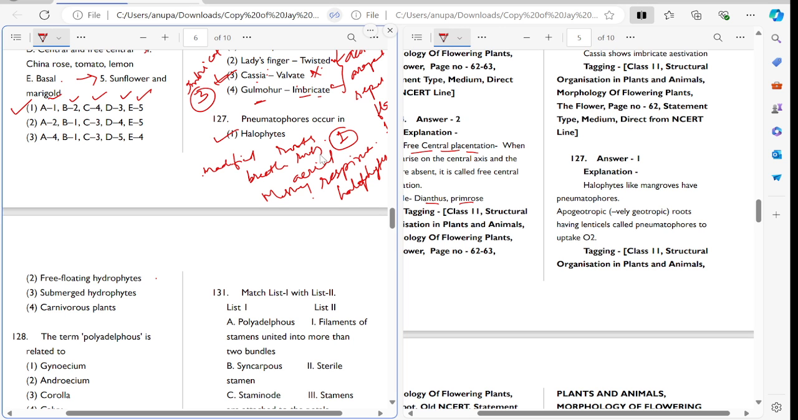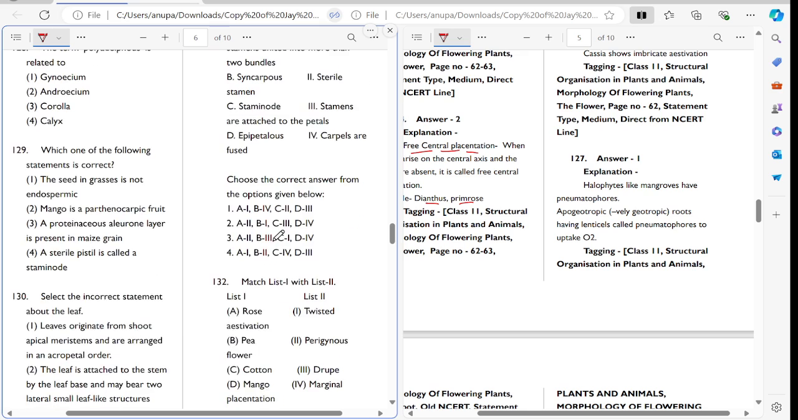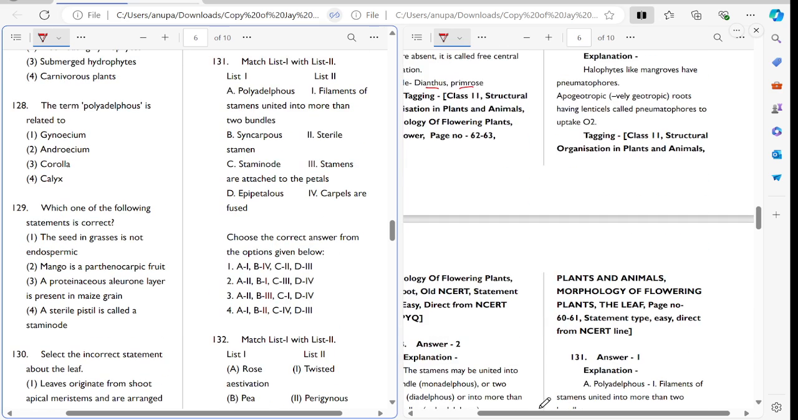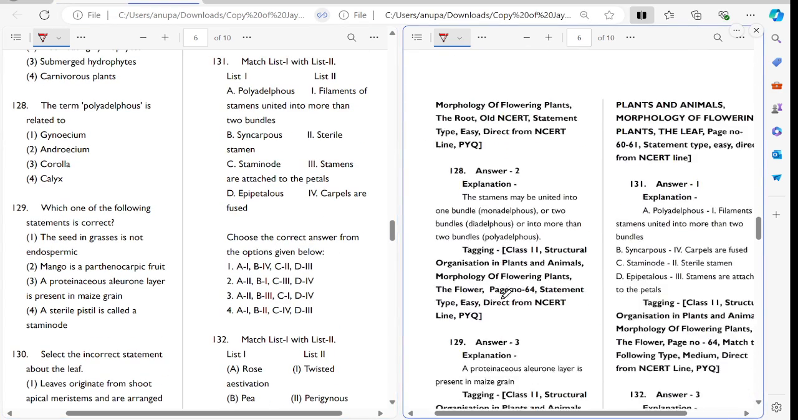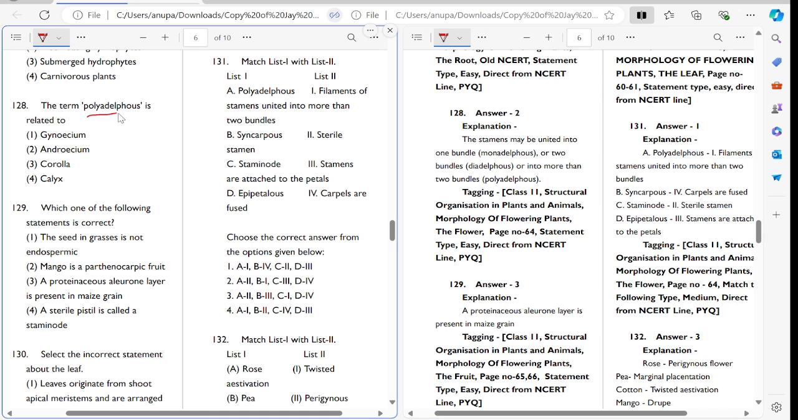Pneumatophores occur in halophytes. Now let's move to the next question, that is question number 128. Question number 128 states that the term polyadelphous is related to. The options are gynoecium, androecium, corolla and calyx. So the answer will be androecium. This term is related with androecium because this is a type of arrangement of stamens.